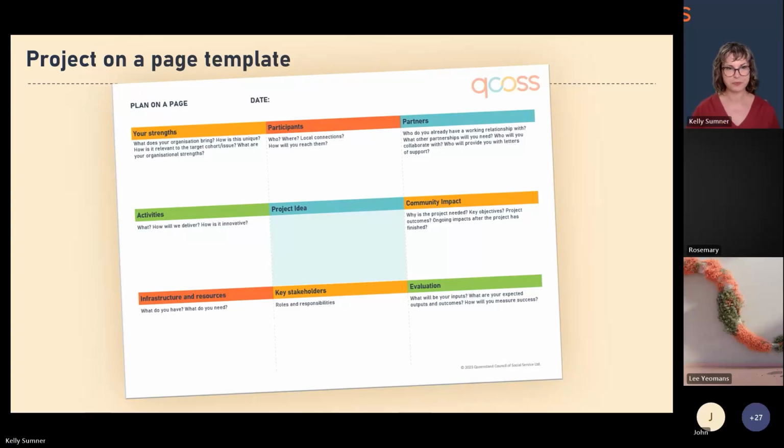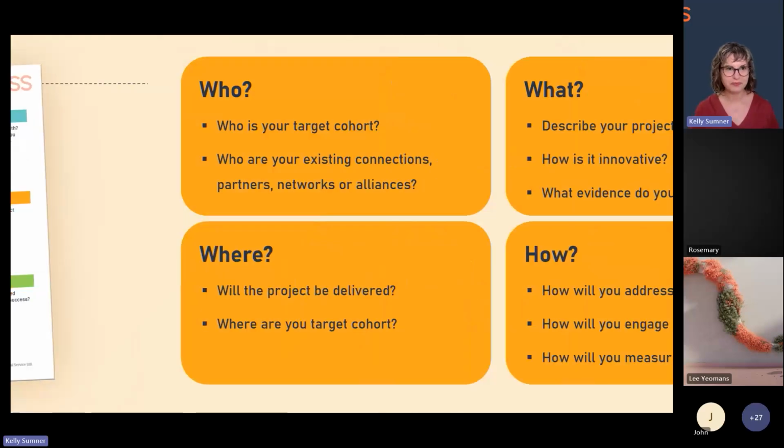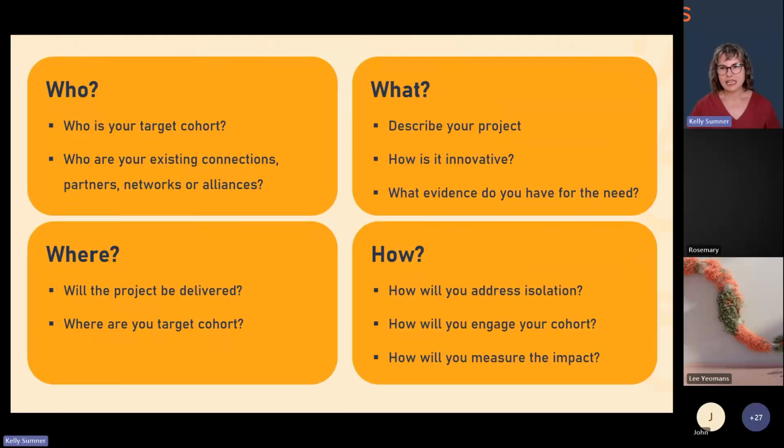easier. Again, you'll get a copy of this template in the email after the session, and there's copies available on our website as well. So the key things to think about when starting the planning process are our basic who, what, where and how questions.